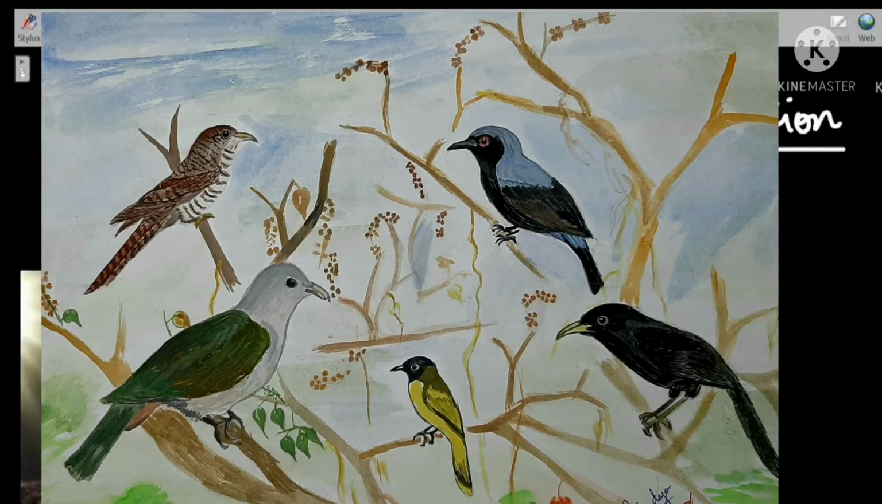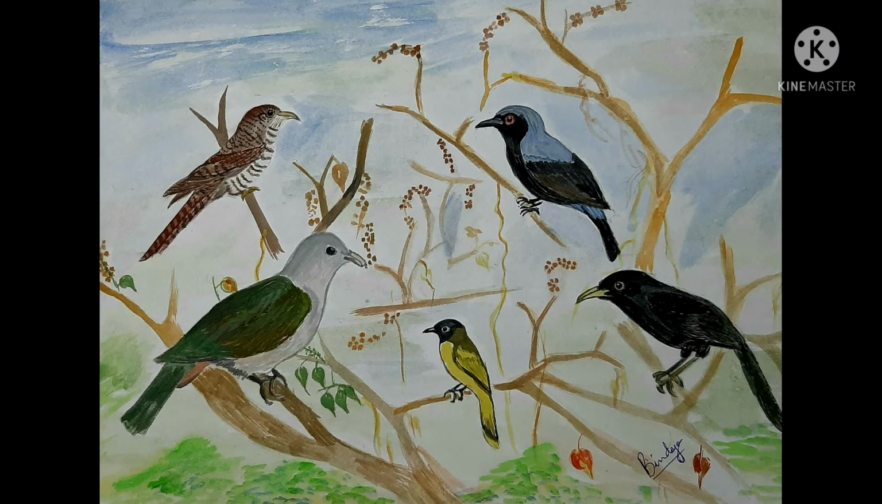Similar situations we can see in India too. When trees bear fruit, we can see birds like cuckoo, Asian fairy bluebird, bulbul, quail, green imperial pigeon. They sit together and then they sort out the resources without competing with each other.